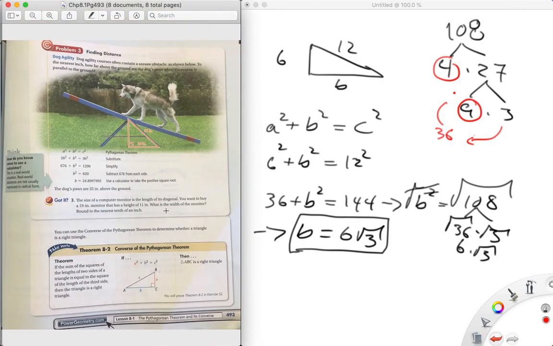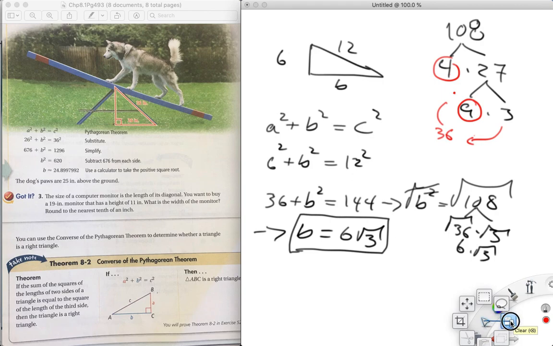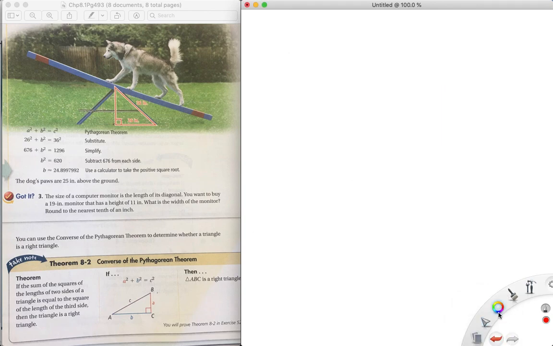Okay, finding distance. The size of a monitor of a computer is the length of the diagonal. If you want to buy a 19-inch monitor and it has a height of 11, what's the width? So if we have a computer screen, what they're telling you is, when we say how big the computer is, it's really based off of the length of the diagonal. So they're telling me that the diagonal is 19 and that the height is 11.